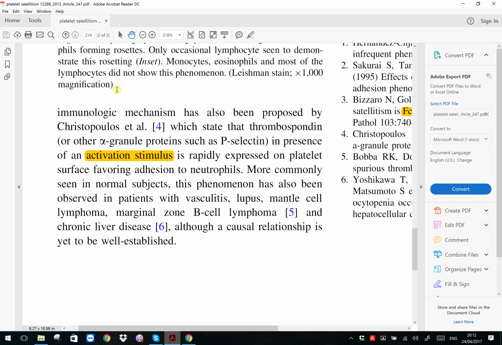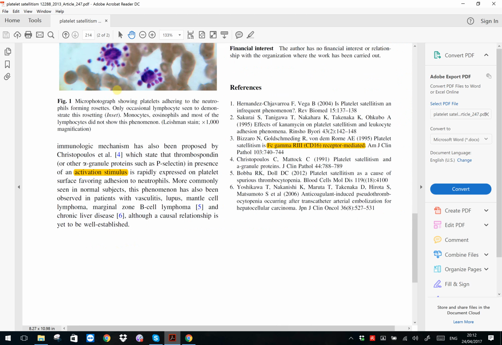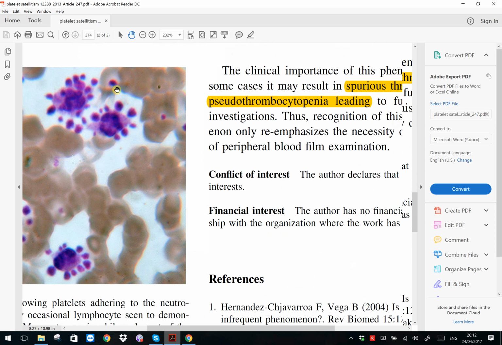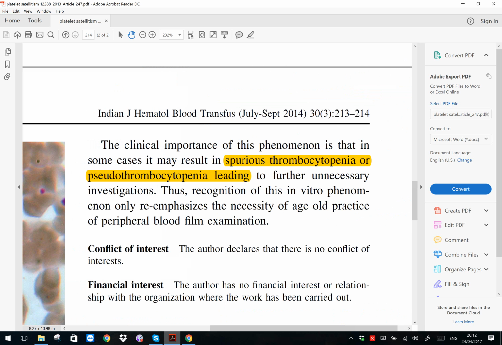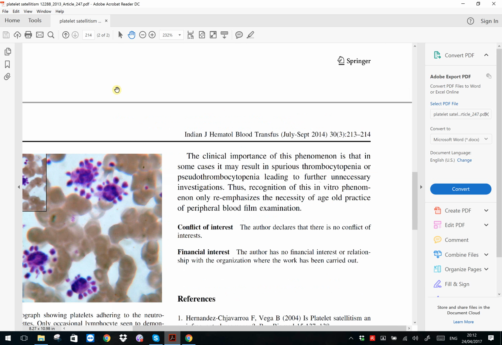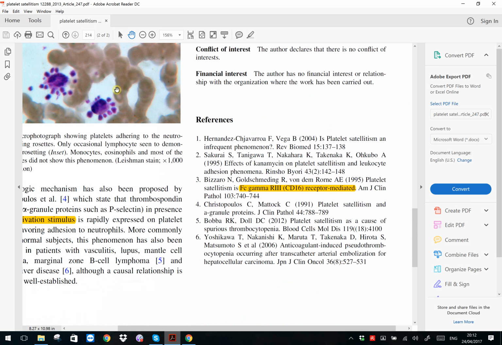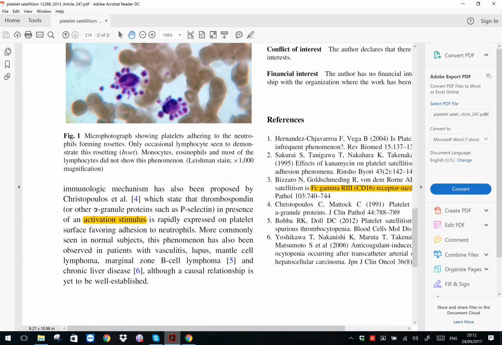What should we be careful about? We should be careful about spurious thrombocytopenia or pseudothrombocytopenia in a case of incidentally discovered platelet satellitism. Or when there is a pathology, we should be careful not to attribute this to an activation of platelets, not to explain thrombosis and not to explain pathology.